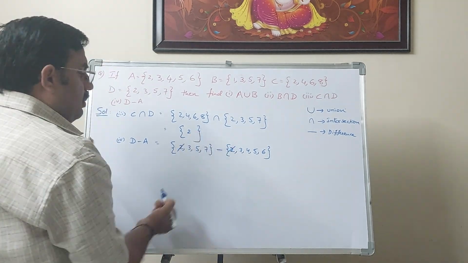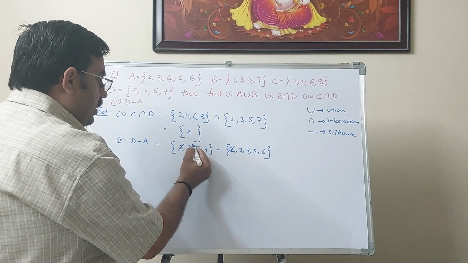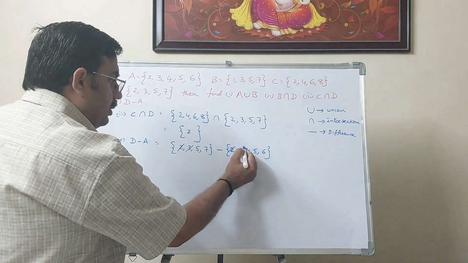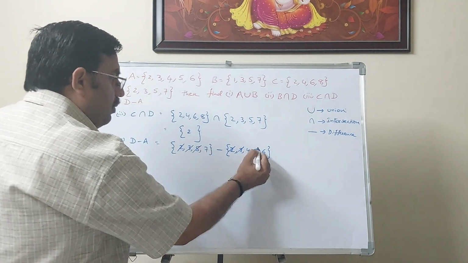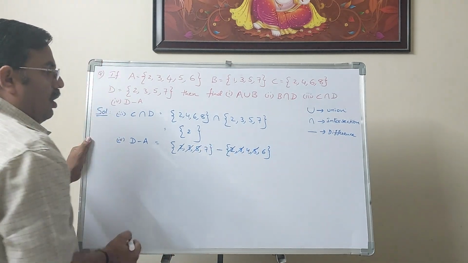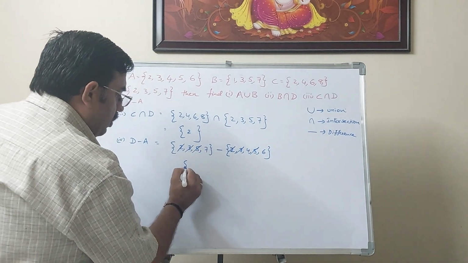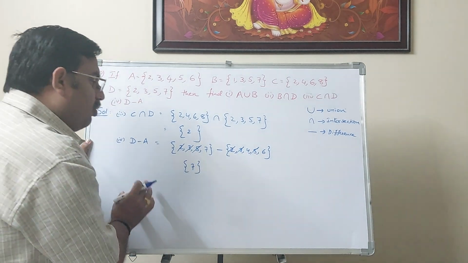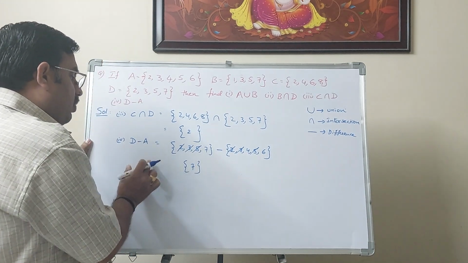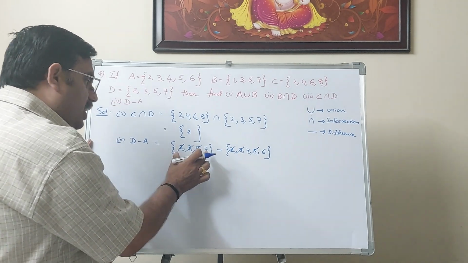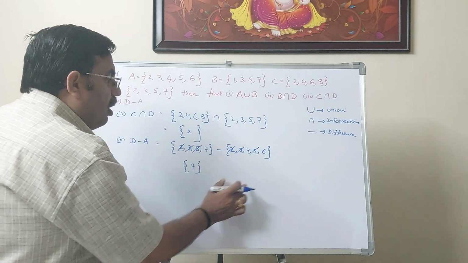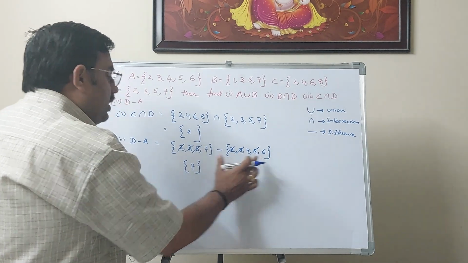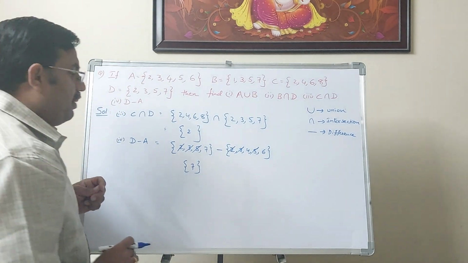See here, 2 and 2 get cancelled because both are available. 3 and 3, 5 and 5 also get cancelled. So only one element is left, that is 7. D minus A means you have to write the elements that belong to set D and do not belong to set A. That is called D minus A.